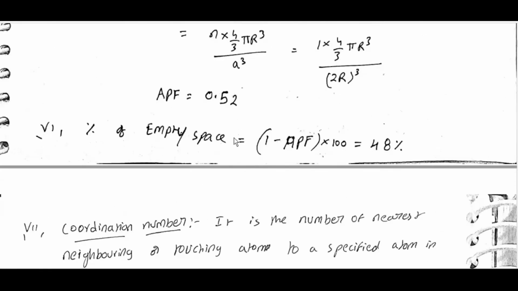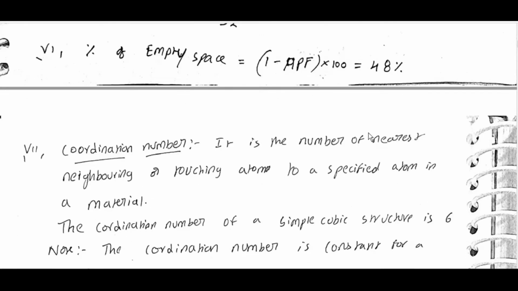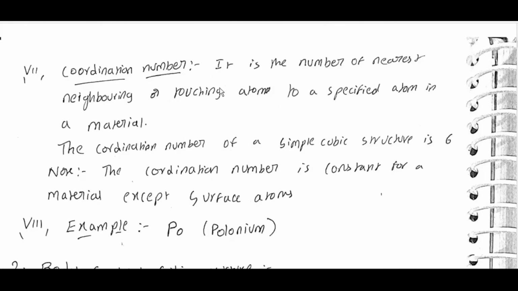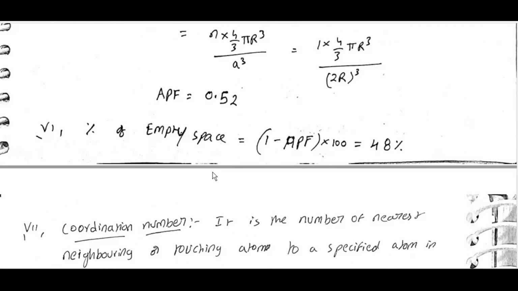Percentage empty space is equal to (1 minus APF) into 100, which is equal to 48%. Coordination number is the number of nearest neighboring or touching atoms to a specified atom of a material. The coordination number of simple cubic structure is 6. Note: the coordination number is constant for a material except for surface atoms. Example: polonium. The only example of simple cubic is polonium.